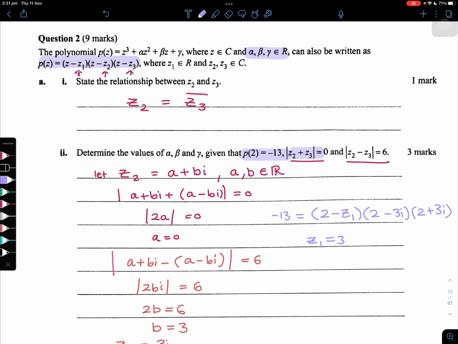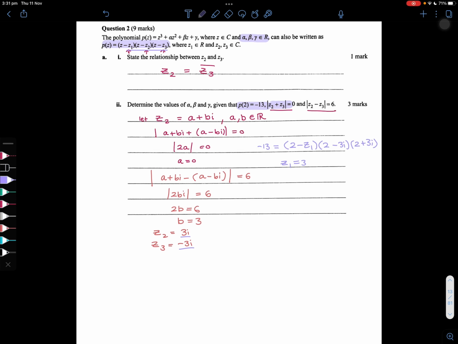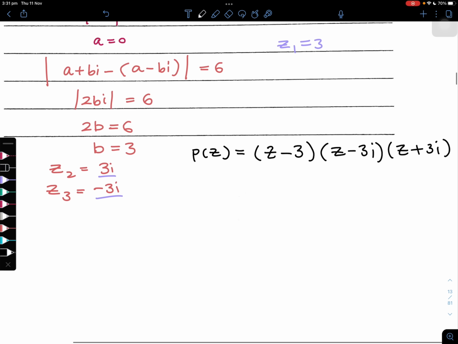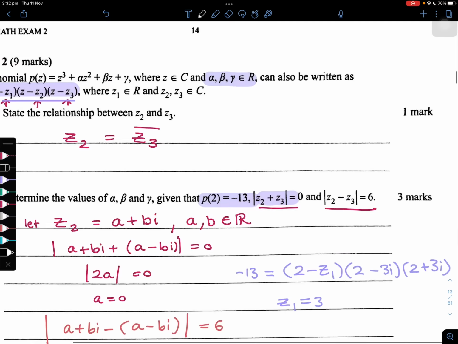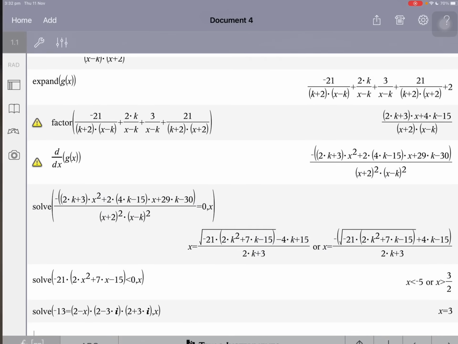So now that we know what all of the z's are, we can actually just write our polynomial in this form. We can go p of z is equal to z minus z1, which we just found to be 3, z minus z2, which we just found to be 3i, and then z minus z3, which we found to be negative 3i, so we plus 3i. Okay, so now that we have that, all I'm going to do now is go on the calculator and expand that, and that should give us a polynomial in that original form.